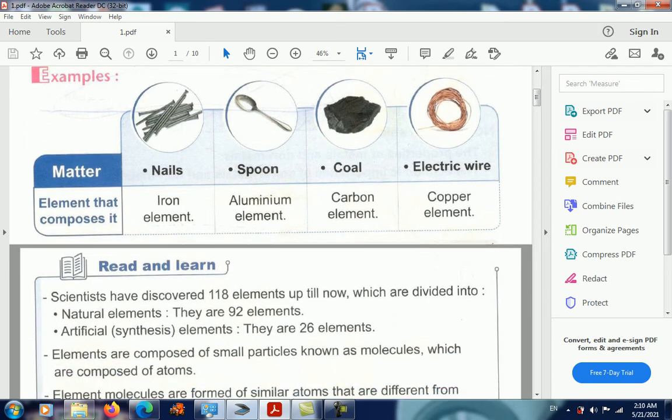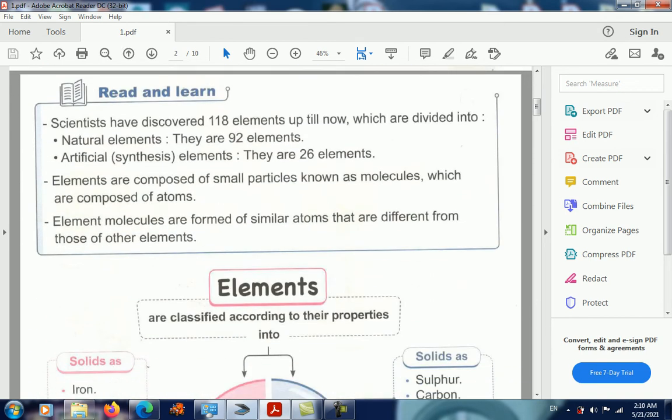Some examples: if we have nails, the element that composes them is the iron element. If it's a spoon, then the aluminium element. The coal is the carbon element. Electric wire, then the copper element. Read and learn.